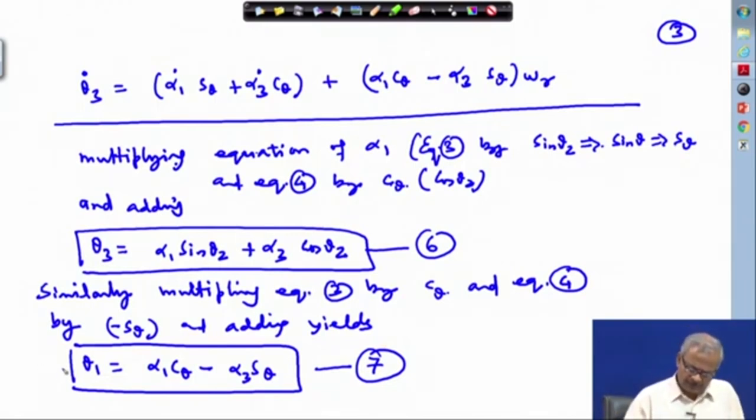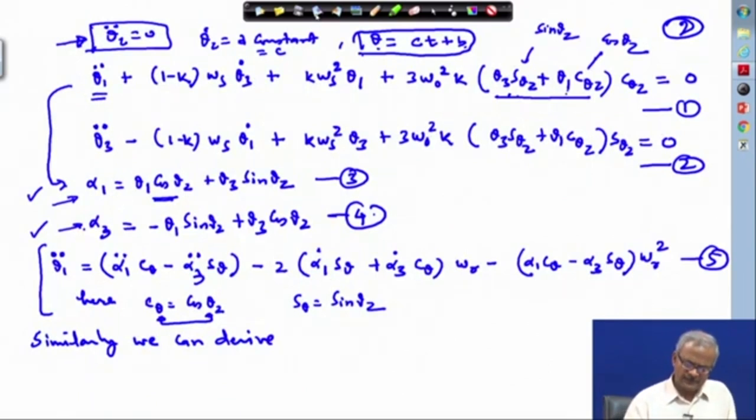Thereafter, what we were interested in: see here the equation we have, this is a bit involved equation. So, what we are interested in is to replace this theta 1 double dot and theta 3 double dot, and here theta 3 dot, theta 1 dot, all these quantities theta 1 and theta 3, in terms of alpha 1 and alpha 3.